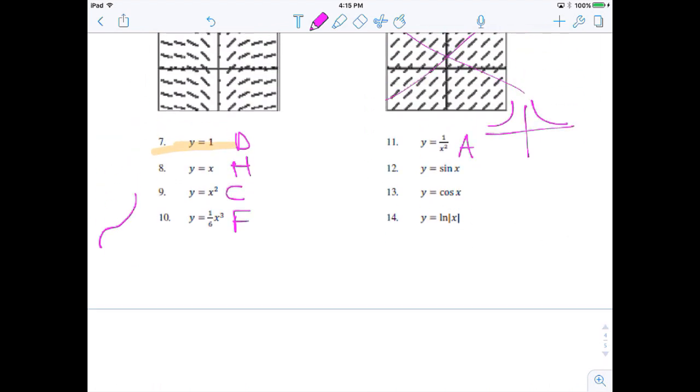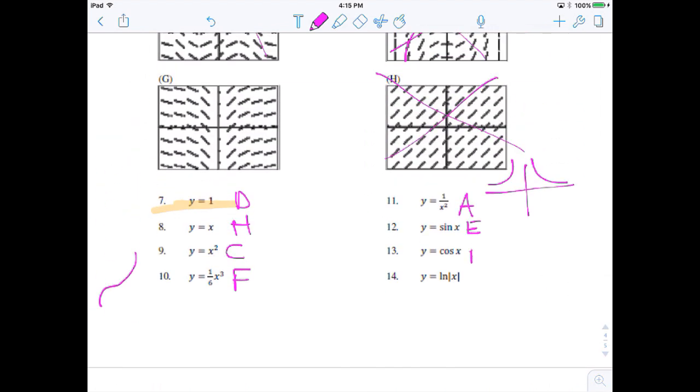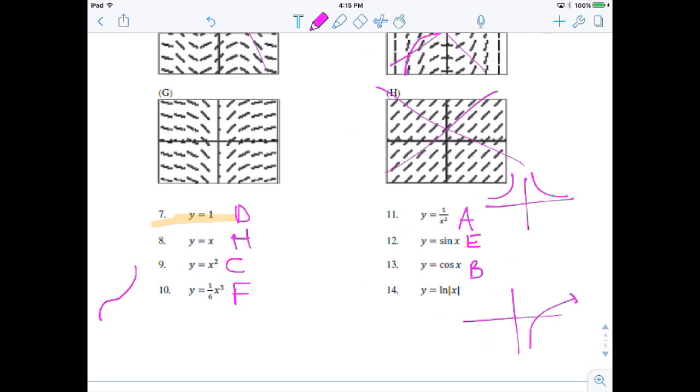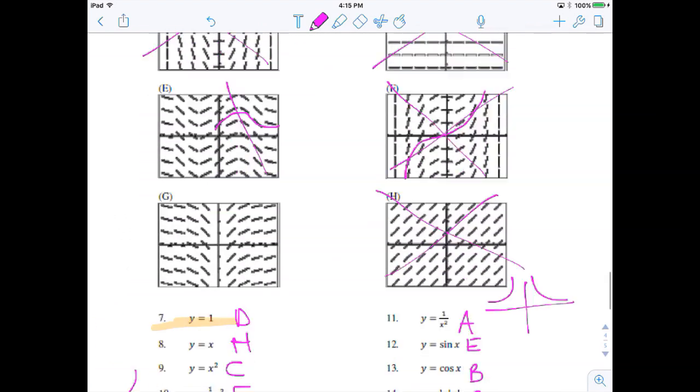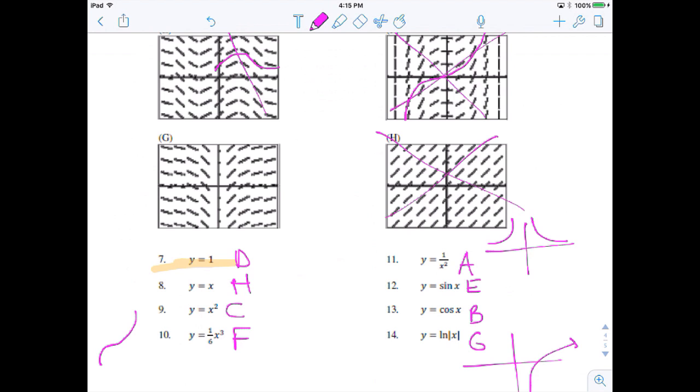So E is going to be my sine curve, B is going to be my cosine curve, and ln absolute value of x, well, ln of x looks like that. And so let's see what that matches it with. That should be G. So it's kind of a crash course on slope fields, making them, matching them, and deciding whether you're looking at the original function or the slopes.